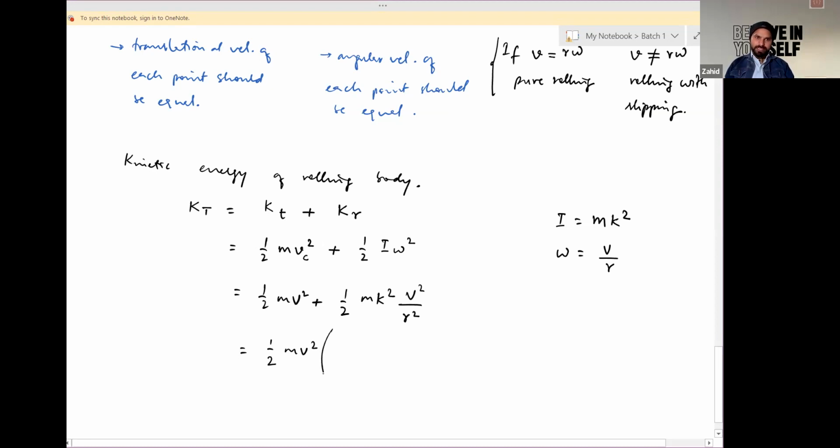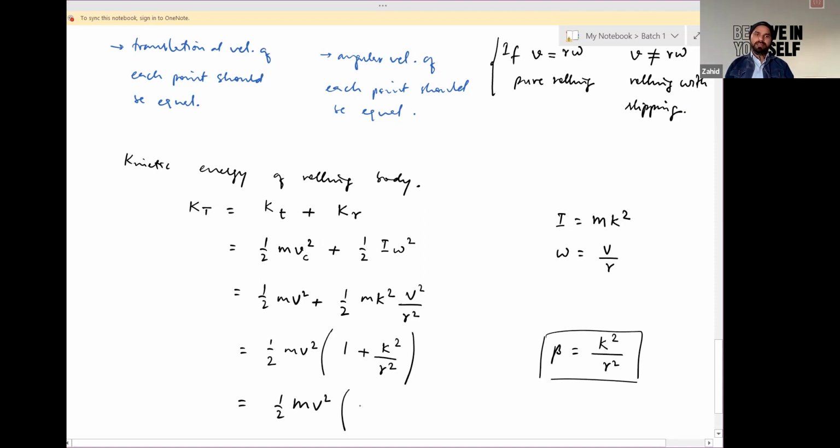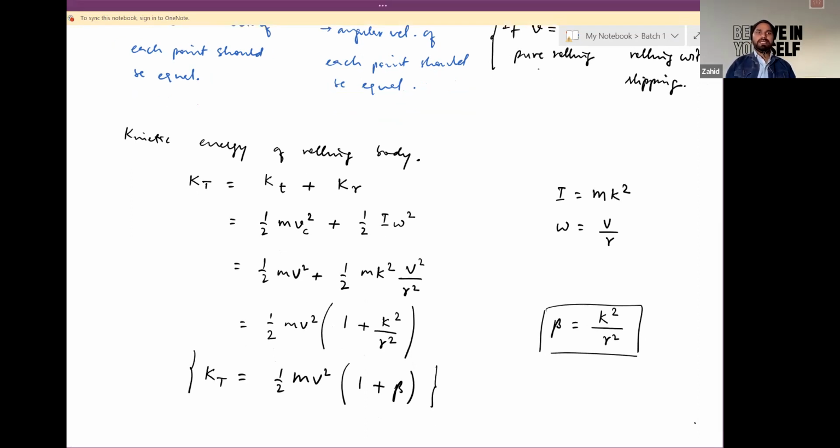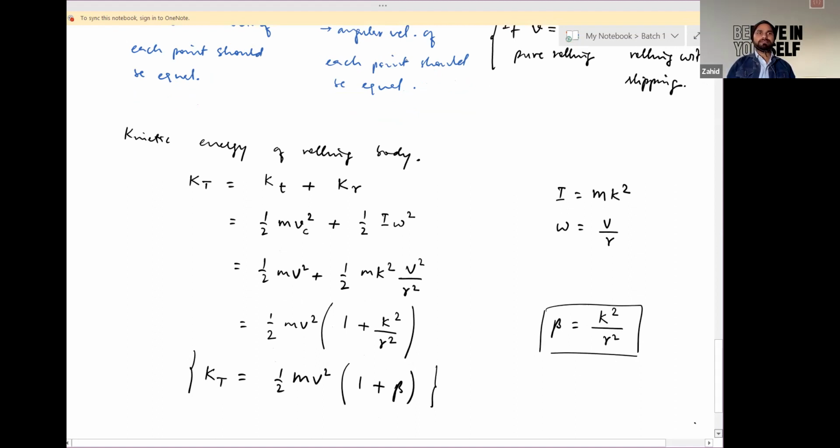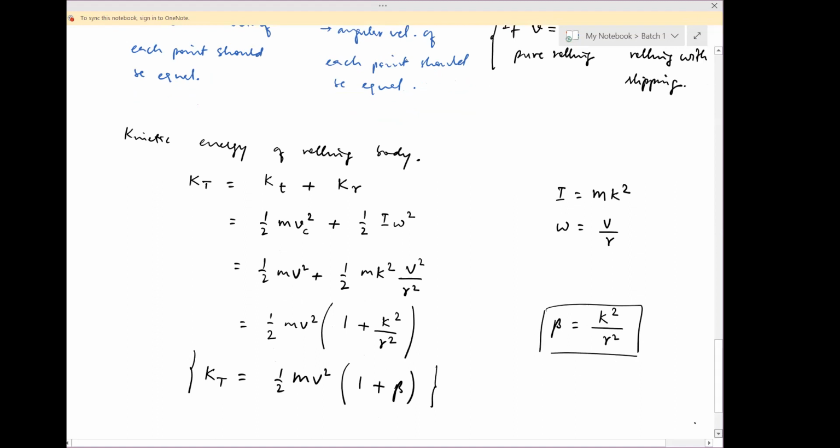So half mv square is taken out as common, and you're left with 1 plus k square by r square. This particular ratio, which I defined in the last class, is also called beta. So you can write half mv square times 1 plus beta equals the total kinetic energy. Is it clear? Yes, sir.